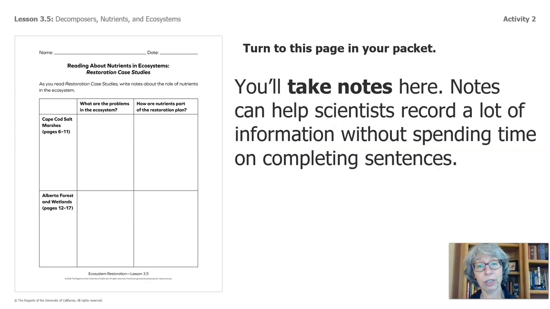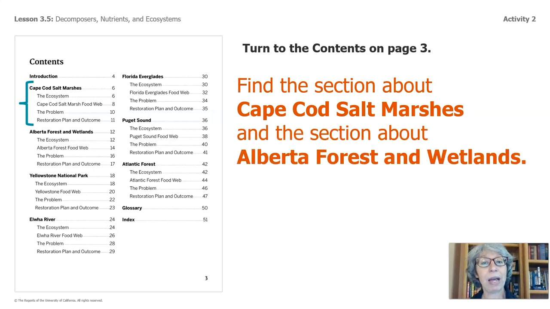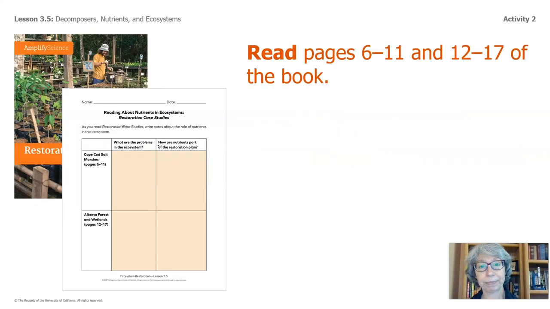You'll take notes here. Notes can help scientists record a lot of information without spending lots of time writing down complete sentences, okay? I'd like you to turn to the table of contents, which you'll find on page 3. Find the section about Cape Cod salt marshes. All right. Also find the section about the Alberta forest and wetlands. These are the two that we will be reading today.